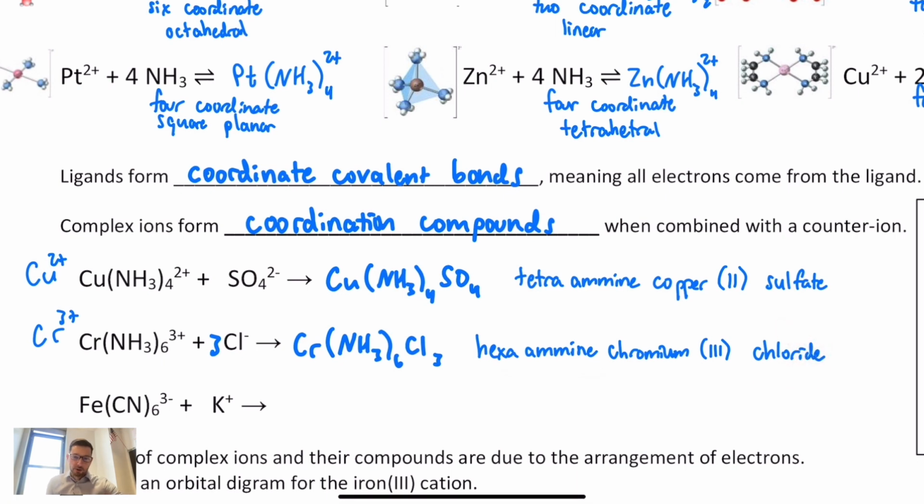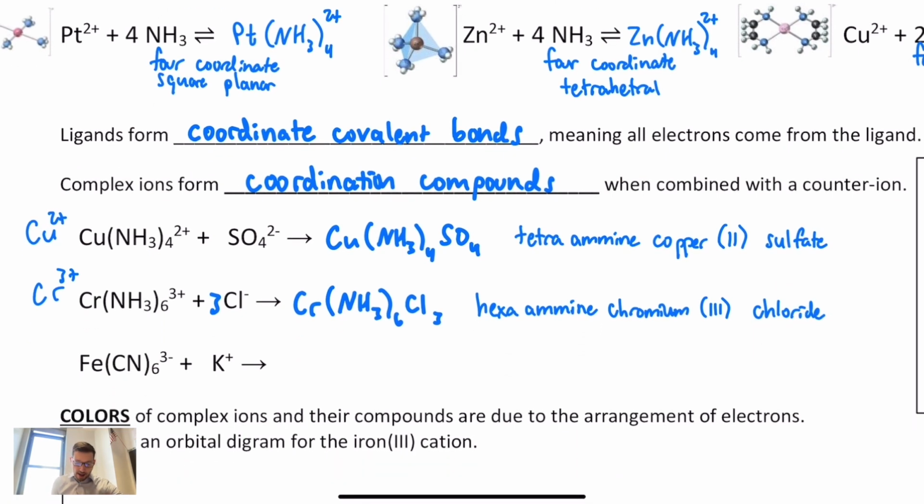So hit pause real quick and try the third one. How would you balance this? How would you write the formula? What's the charge on the iron? And then what do you think the name would be? Okay, let's see how you did.